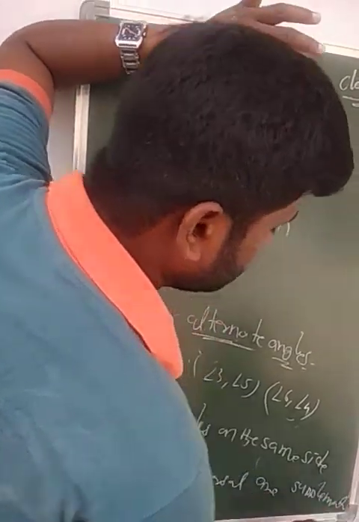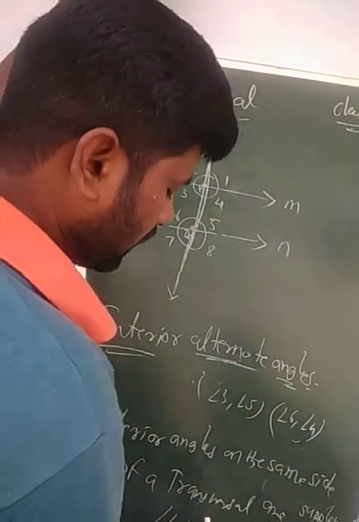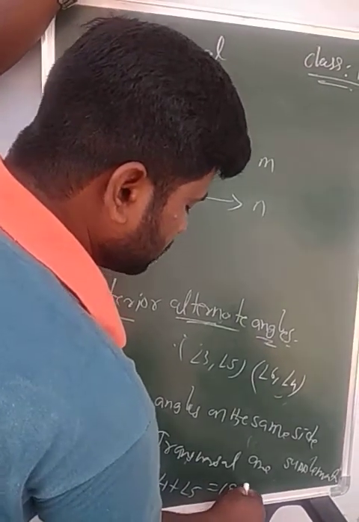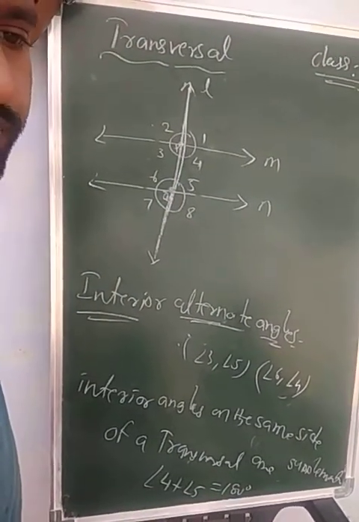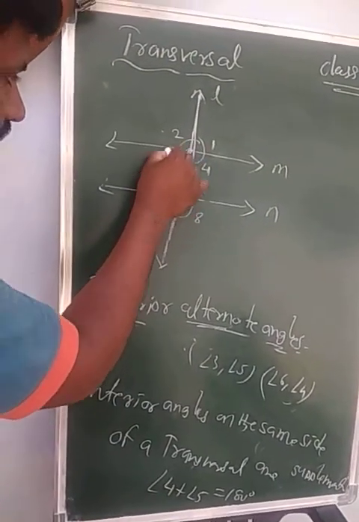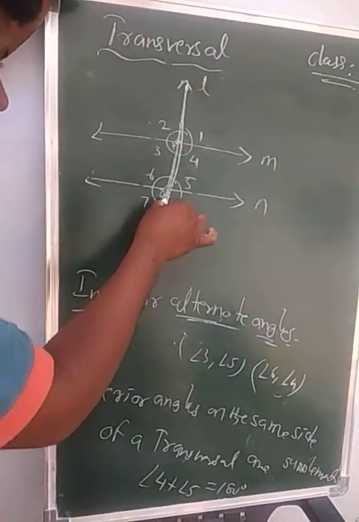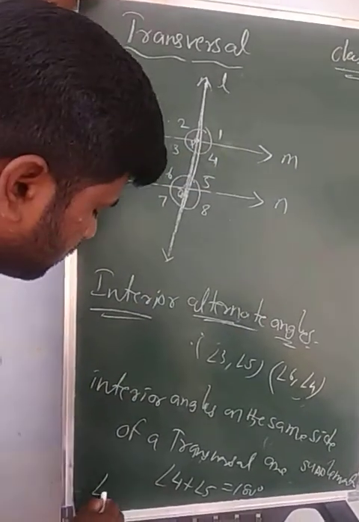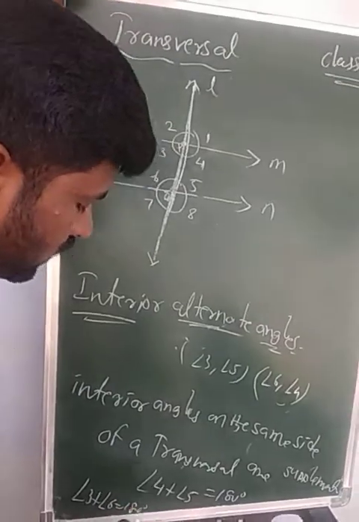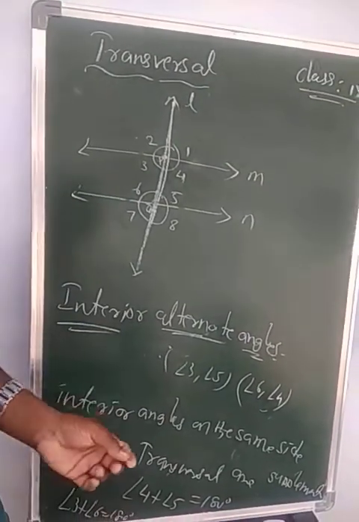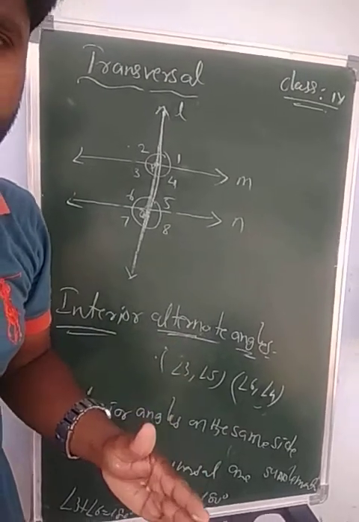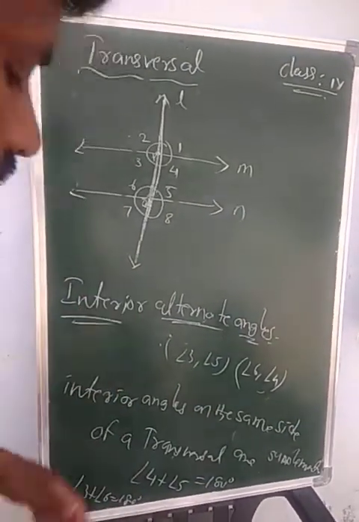What is the condition? Supplementary means angle 4 plus angle 5 is equal to 180 degrees. And like that only, what are the interior angles on the same side of a transversal? Angle 3, angle 6. Angle 3 plus angle 6 is equal to 180 degrees. So the sum of the interior angles on the same side of a transversal are supplementary. So this is the statement.